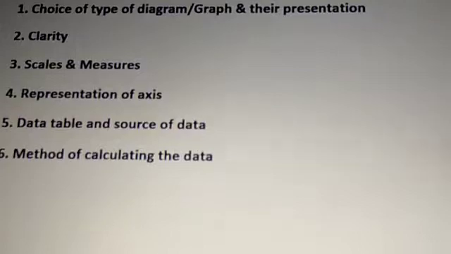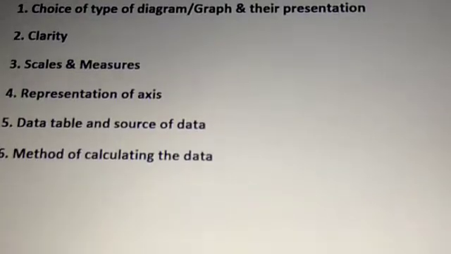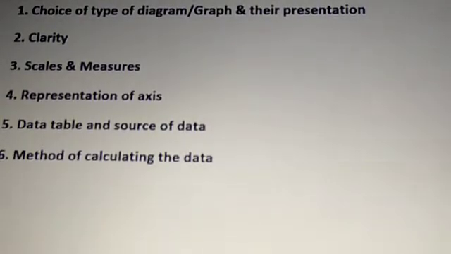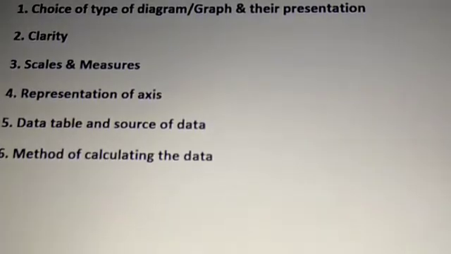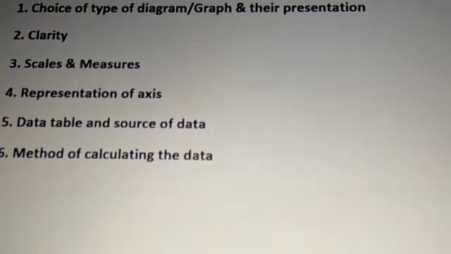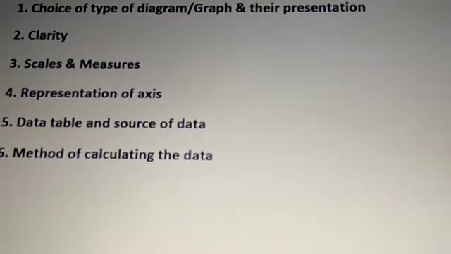Scales and measures. This also we can see in a graph. Whatever scales, from the 0 point, the beginning, where the x-axis and the y-axis meet, that is the point 0. In between, whatever measurement is taken should be taken properly. Wherever it is not right on the axis, it should be properly taken with the help of a scale. So for that it's written, scales and measures should be taken properly.